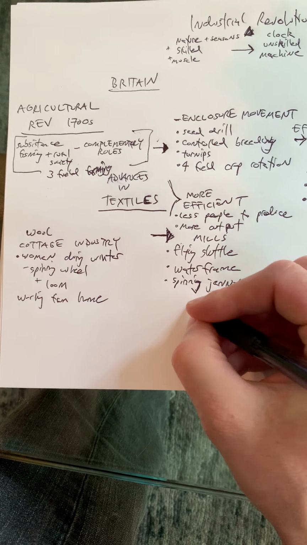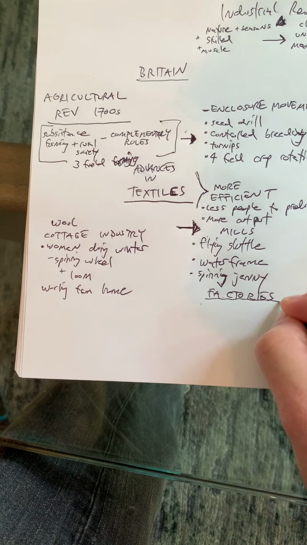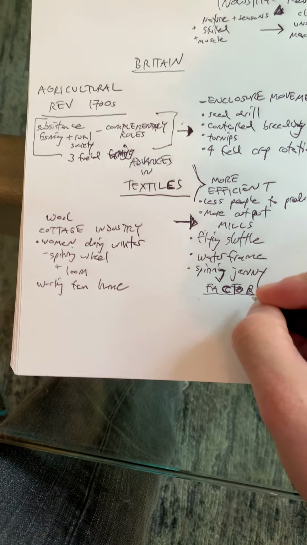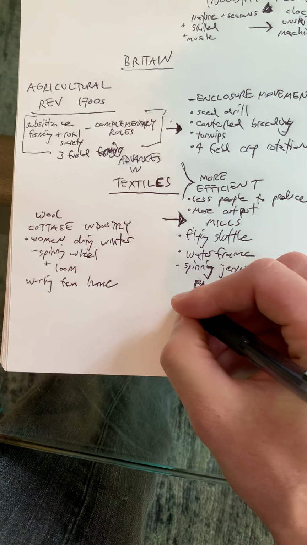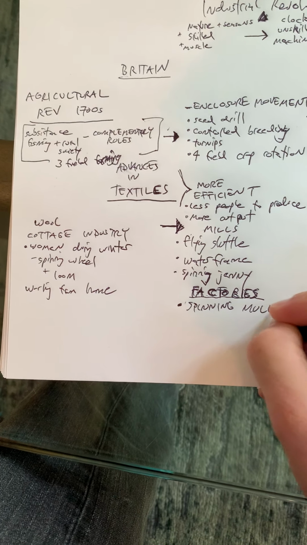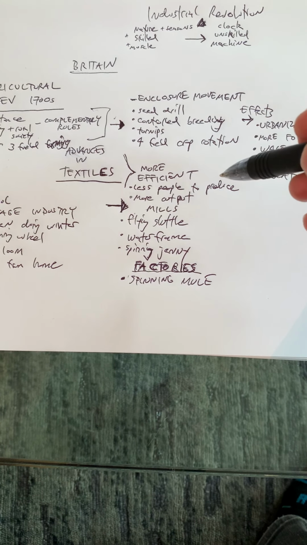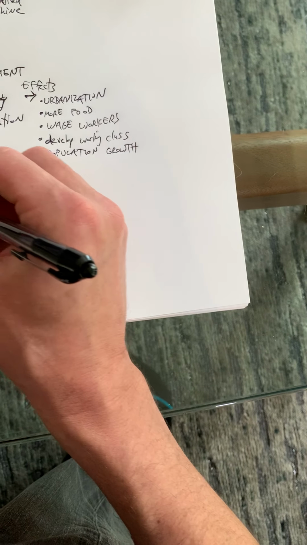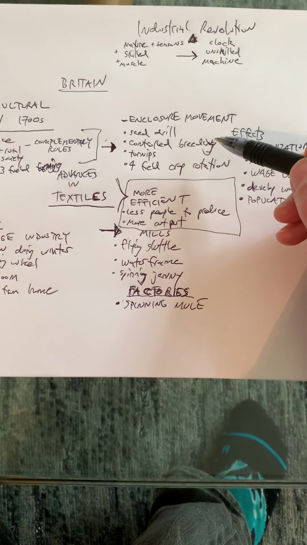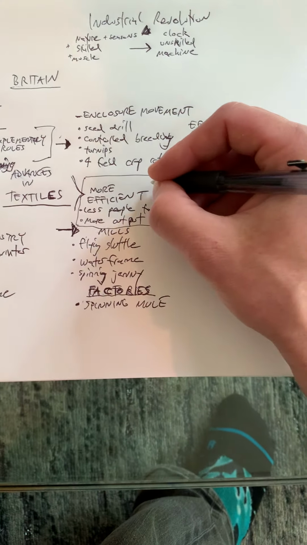And eventually you get machines that are so big, they have to be put in large buildings that are called factories. And the rise of factories is in the late 1700s, early 1800s in Britain. And that one machine that we saw, the spinning mule, could make production more efficient, less people to produce, and there's more output. And this same thing works for farming as it does for textiles and clothes. And so there's greater production of clothes.